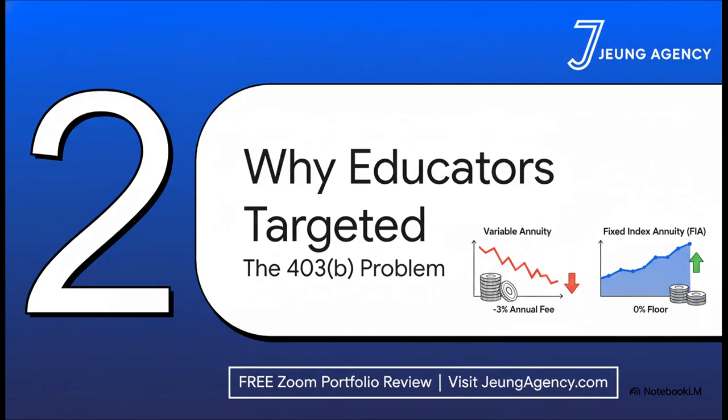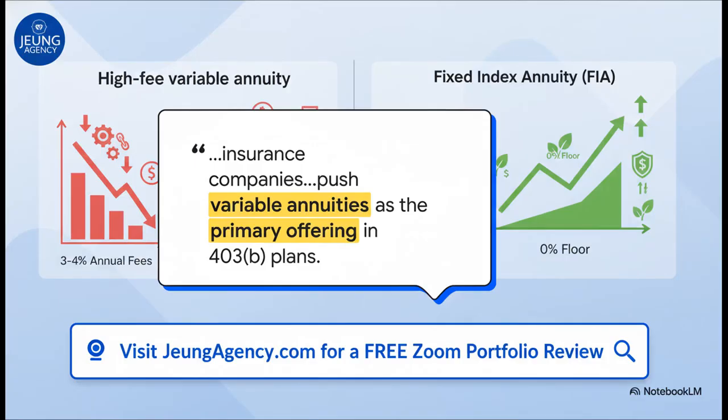So you might be sitting there thinking, okay, if these are so risky and expensive, why are they so common? Especially for people like educators and public employees. Well, that brings us to a huge issue that's known as the 403(b) problem. This quote really gets to the heart of the matter. A 403(b) is basically the public school version of a 401(k). The problem is, in a lot of states, the list of approved companies that can offer these plans is packed with insurance companies. And what's their go-to product? You guessed it, high-fee variable annuities.